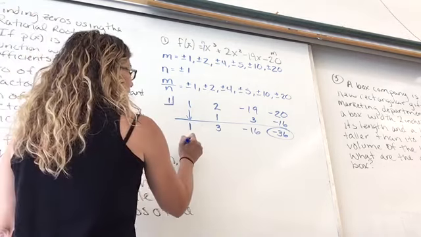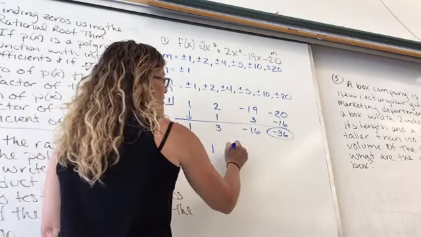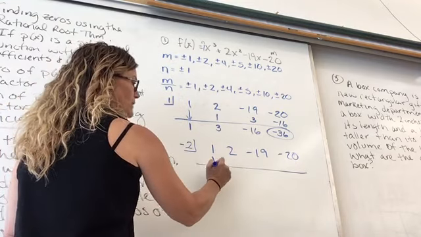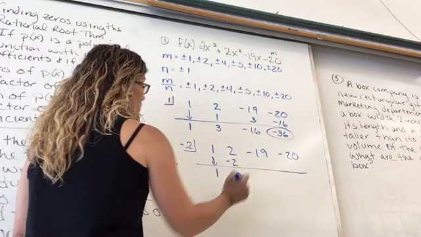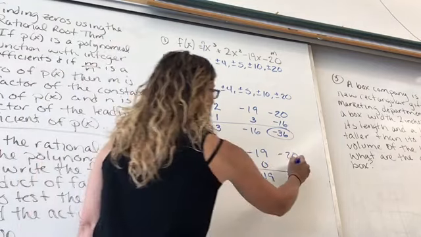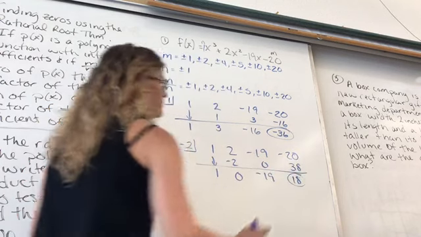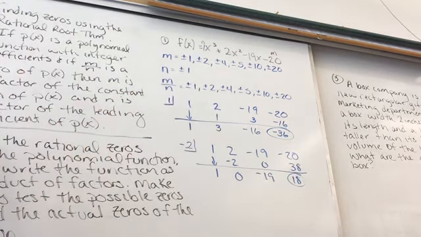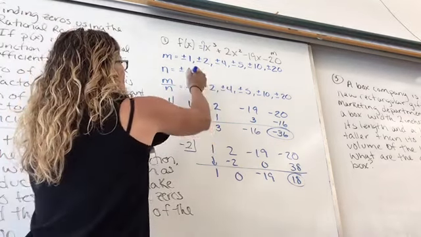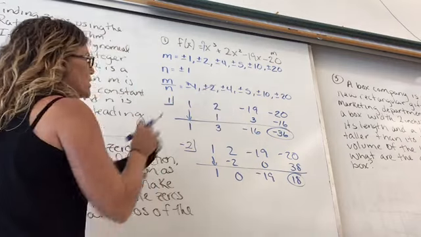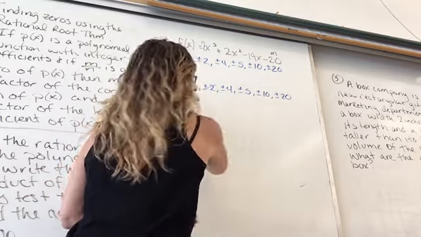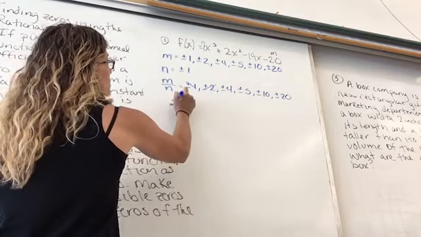So I don't know, let's try negative 2. Drop down that 1. So that's negative 2. Negative 2 times 3 is negative 6. That's negative 19. Ooh, wait a minute. That's positive 38. I get 18 as a remainder. Not going to work. So I need to keep testing. But I can do this. I can say, okay, positive 1 didn't work. Negative 2 didn't work. That does not mean that positive 2 wouldn't work. So we can test 2.